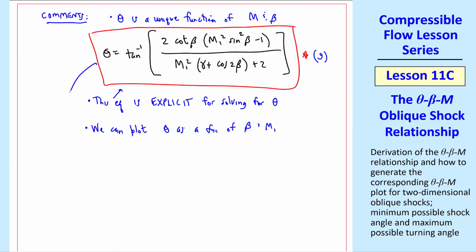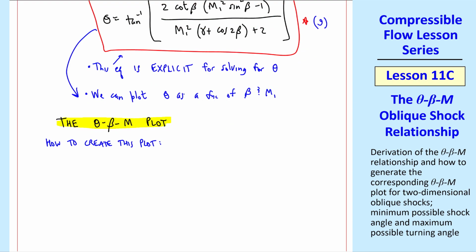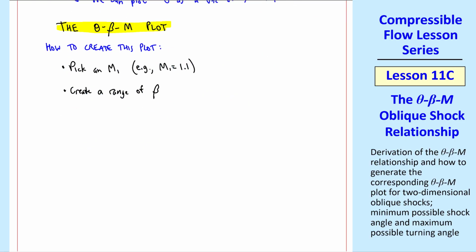So from this equation, we should be able to plot theta as a function of beta and M1. And that's what most people do, and they call it the Theta-Beta-M plot, which is another clever name. Here's a procedure for how to create this plot. You pick an M1. I'll pick 1.1 as an example. Then you create a range of beta. In Excel, I pick my range as 90 degrees and decreasing in rows in Excel. We start at 90 degrees, which is the special case of a normal shock.